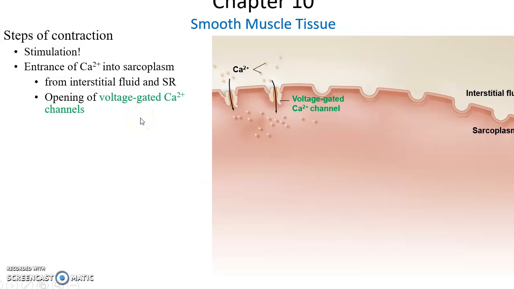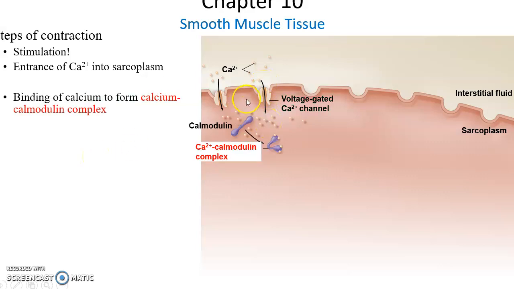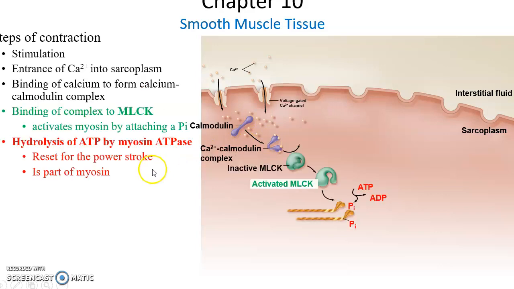So the steps of contraction, again: stimulation from a nerve impulse or from some other signal allows calcium ions to enter through voltage-gated calcium ion channels. The calcium binds to calmodulin, forming the complex, which then activates the myosin light chain kinase, which then activates the myosins by phosphorylating them, allowing them to do the power stroke and reset to do more power strokes again and again and again.